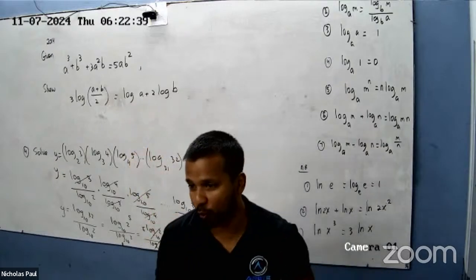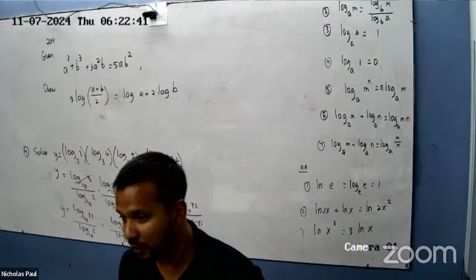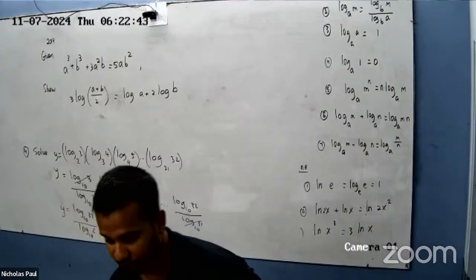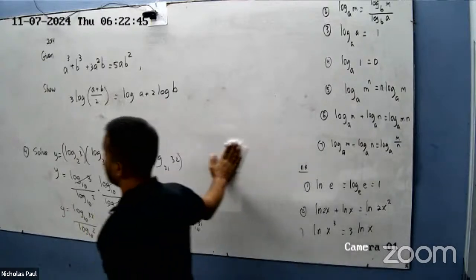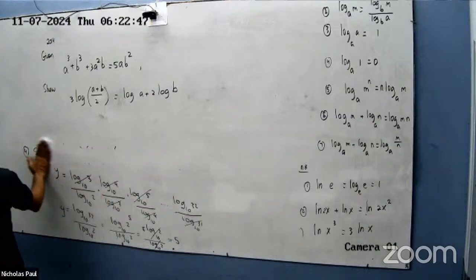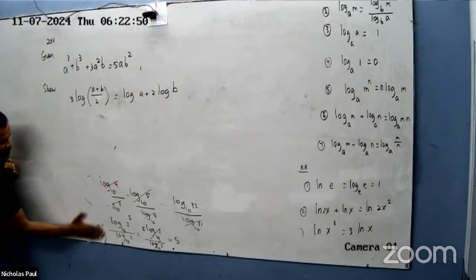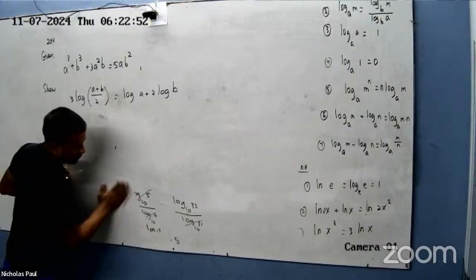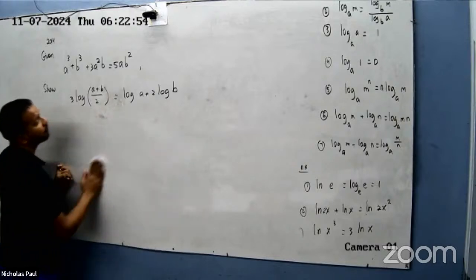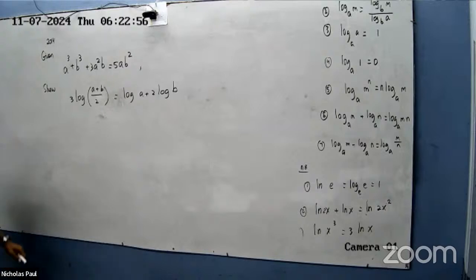Please do that. Try something, be patient. Let's see how far you will reach. It's about 5 or 6 lines. It's a little bit longer than a normal proof. But please understand the wording.